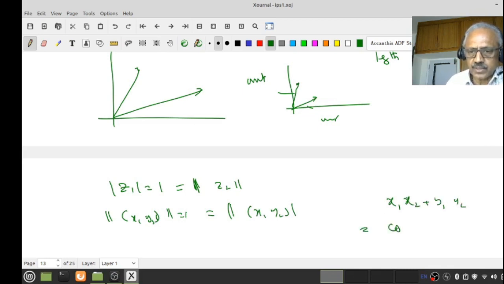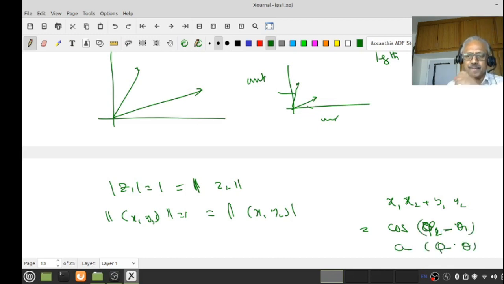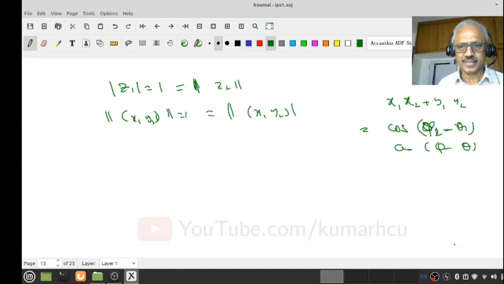That is equal to cos of theta 2 minus theta 1, or phi minus theta, I don't remember which one I wrote. I'm sorry, but is that okay? Did you follow that? Right? So this, okay, pause, review, proceed.